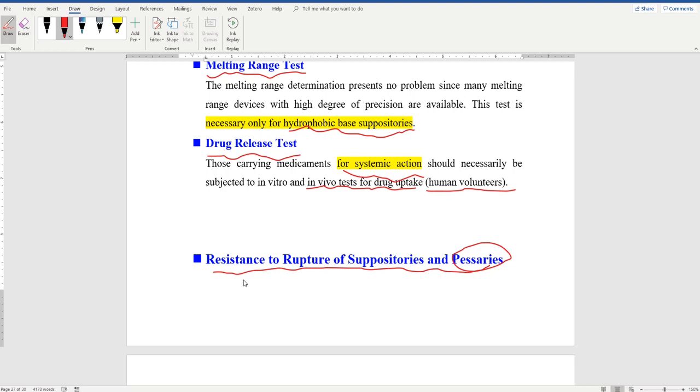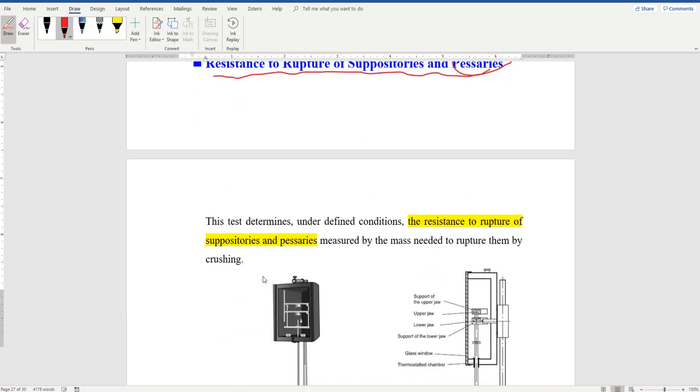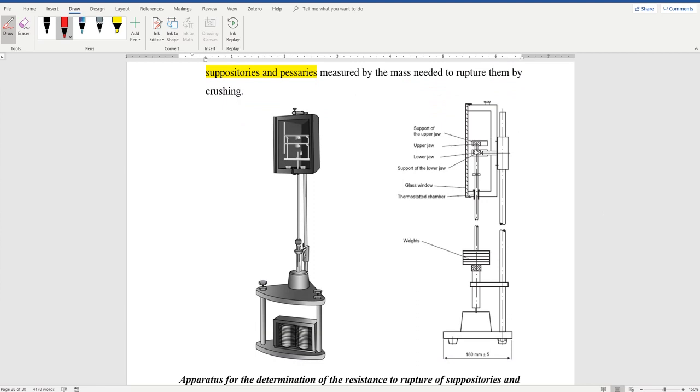Now, do we do it for any type of suppositories? The answer is no. We only do it for oleogenous or hydrophobic suppositories. Why? Because water-soluble suppositories such as glycerinated gelatin are resilient and flexible, so crushing doesn't work on them. It will not rupture. Why? Because of gelatin. Gelatin is a viscous material, okay, and elastic. So we only do it for hydrophobic suppositories.